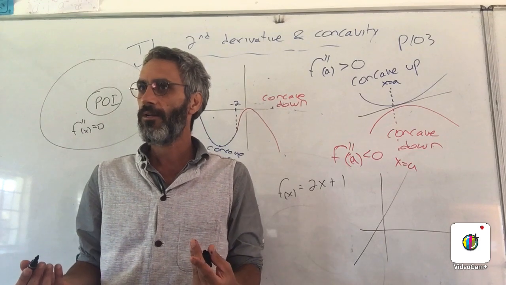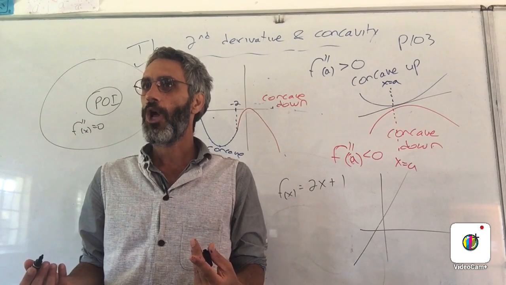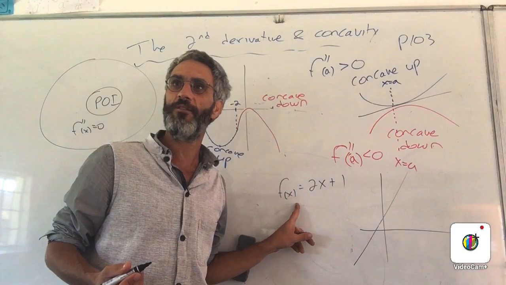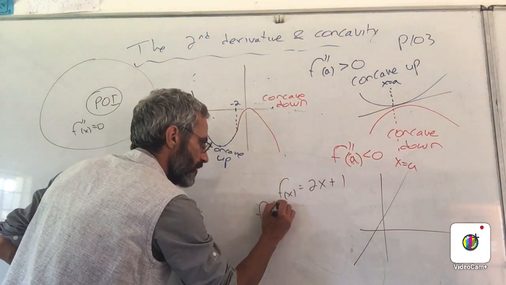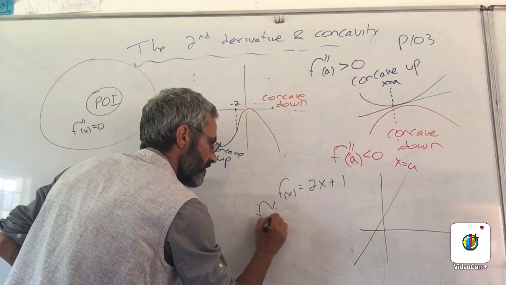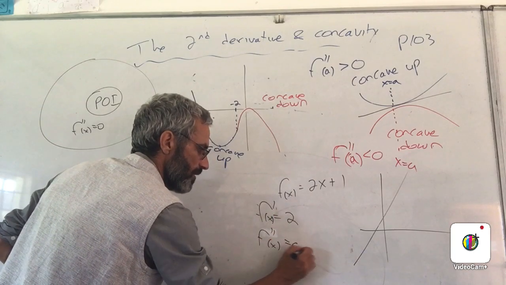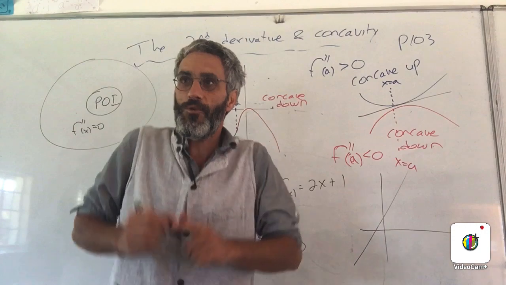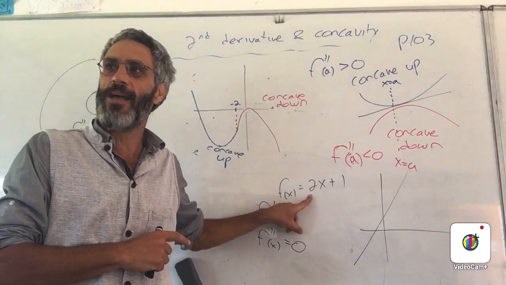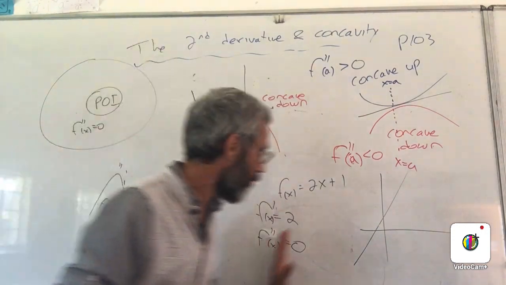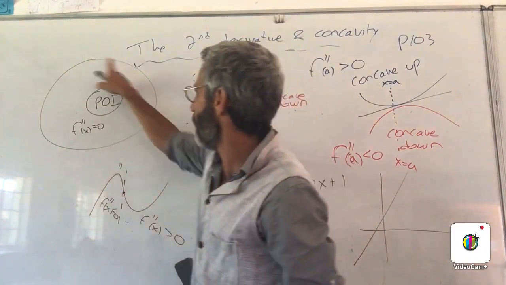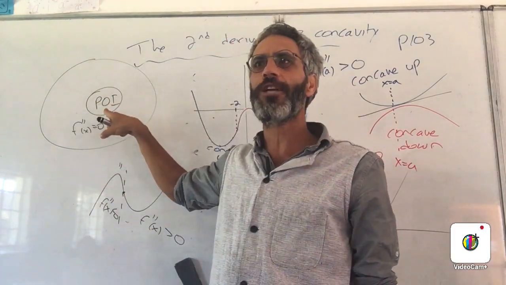Let's calculate the derivative. What will be the first derivative? Just 2. What will be the second derivative? Nothing. 0. Oh, not nothing, 0. So you see, this is a classic example where the second derivative is 0 for all x. So it's 0 here, but there's no point of inflection.